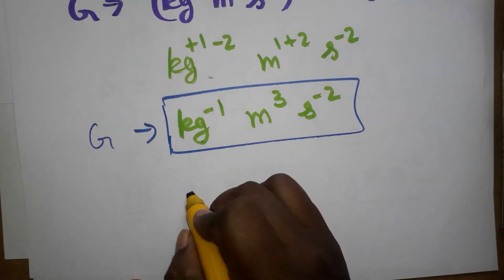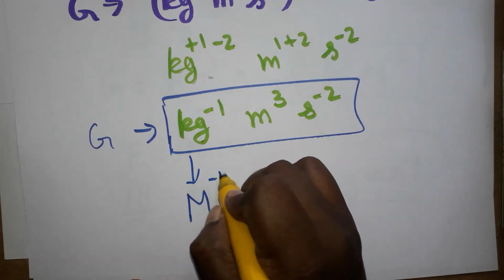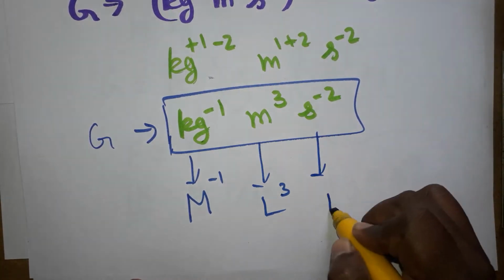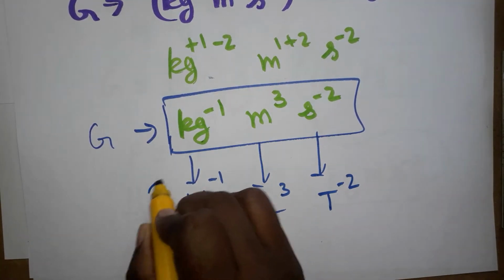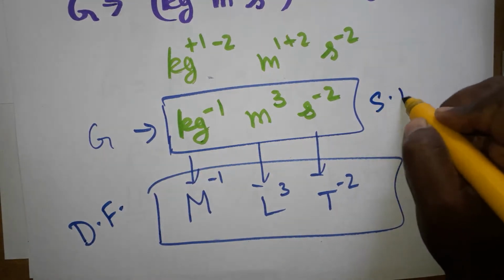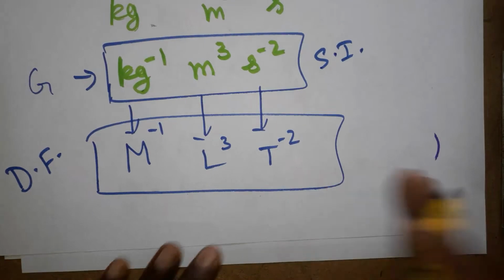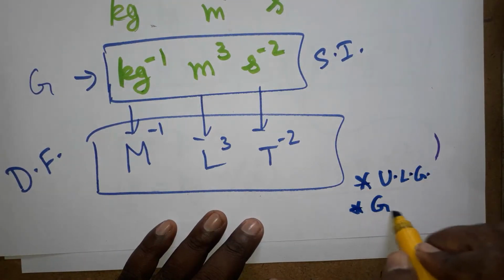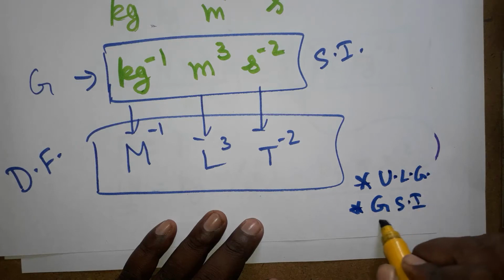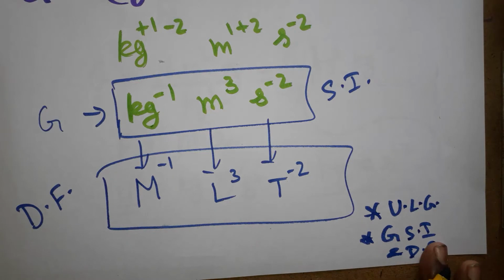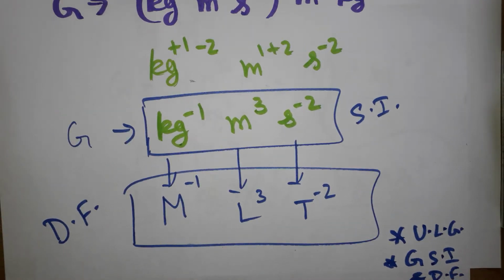The dimensional formula is M^-1 L^3 T^-2. That is the dimensional formula for capital G, along with its SI unit. So far we have discussed the universal law of gravitation, capital G, the SI unit of capital G, and the dimensional formula for capital G. The next concept we are going to see is how gravitation changes with height and depth.